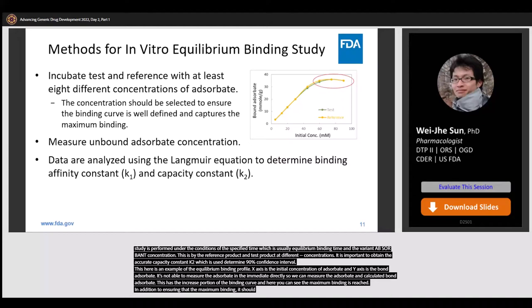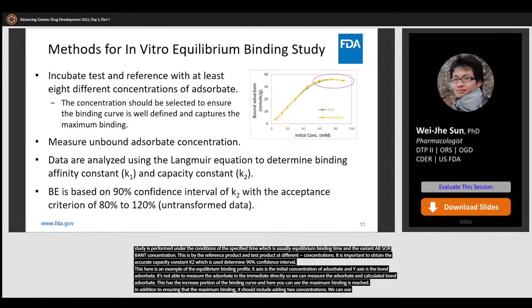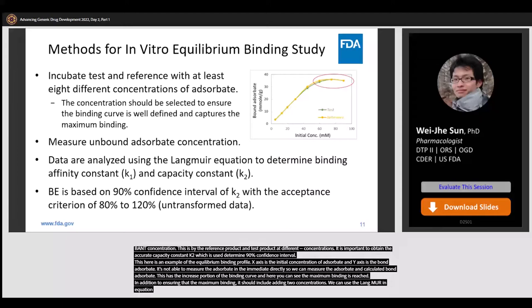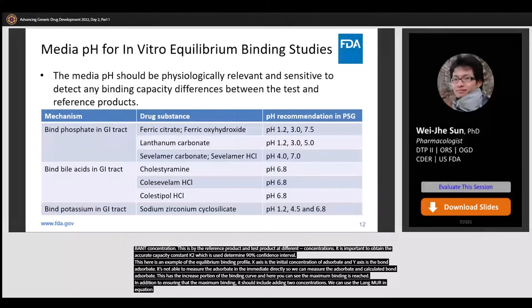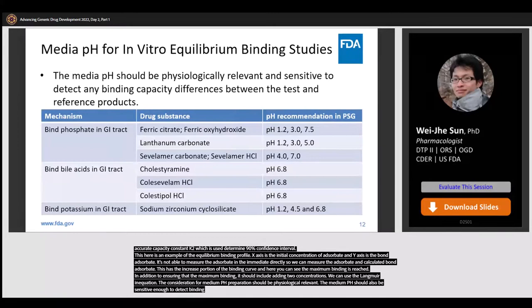Then we can use the Langmuir equation to calculate the affinity constant and the capacity constant, K2. BE determination is based on the 90% confidence interval of the capacity constant with acceptance criteria of 80% to 120%. To prepare the medium for the adsorbate, the consideration for medium pH preparation should be physiologically relevant. The medium pH should also be sensitive enough to detect binding differences between the test product and the reference product. Other factors may be considered for method development as needed.